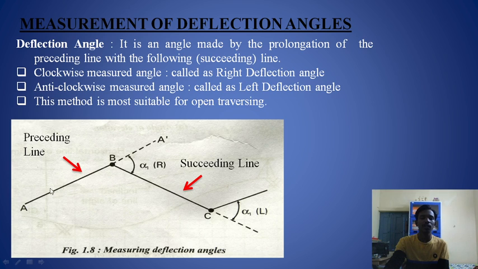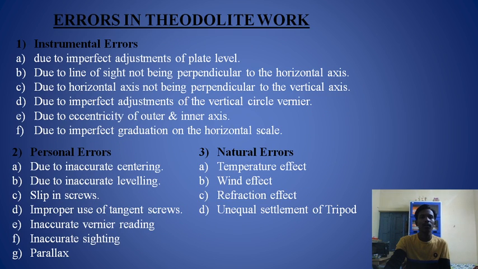So the mean value of the face left and face right observations will give you the mean value of the deflection angle subtended at A dash B C. So this completes the topic measurement of deflection angles. Now let's move to the last topic of this unit, errors in theodolite work. There are different errors which occur in surveying work using a theodolite. The errors may be classified as instrumental errors, personal errors, natural errors, and mistakes.